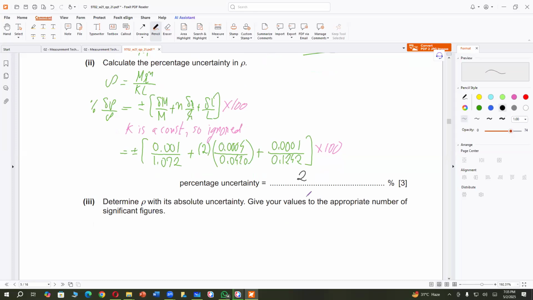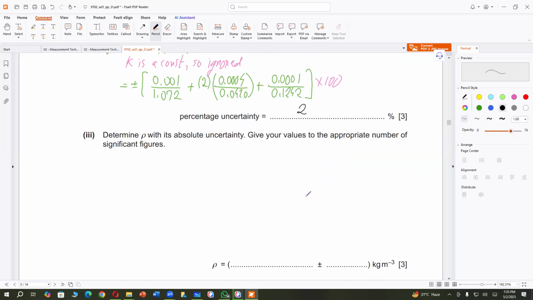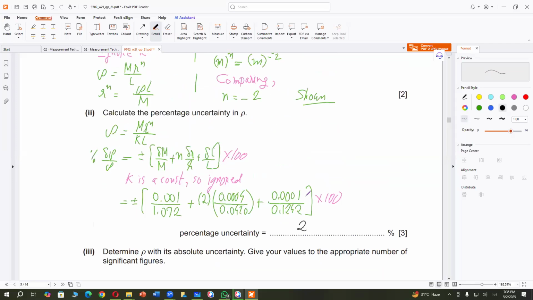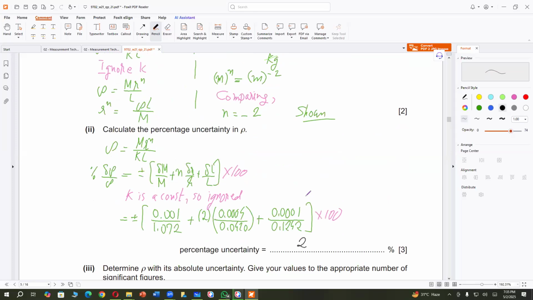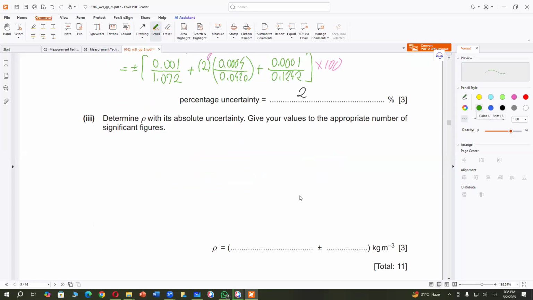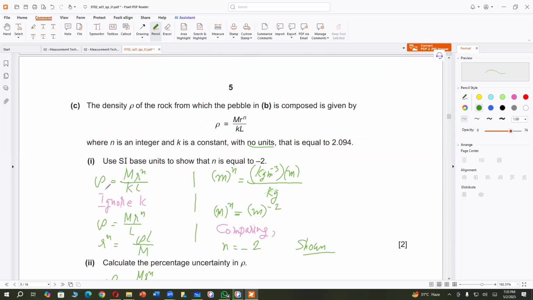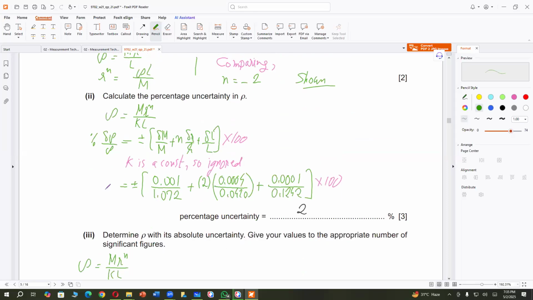We should move forward. Determine density with its absolute uncertainty. Give your values to the appropriate number of sig fig. Now he says find the density in its real number. So what is density? mRⁿ upon KL. So I'll start this one. Density is equal to mRⁿ upon KL. The n is equal to -2. What is the value of K? The value of K was 2.094.